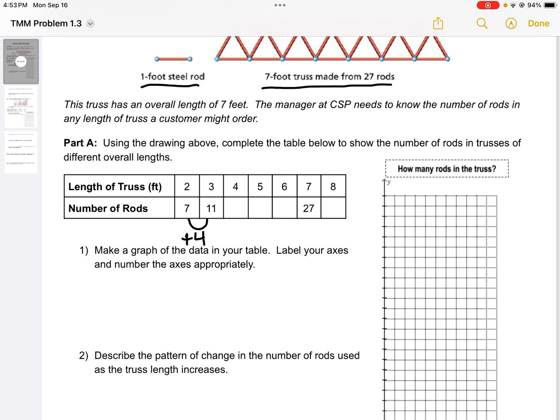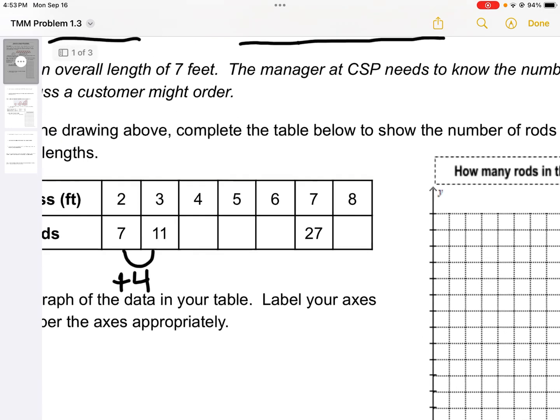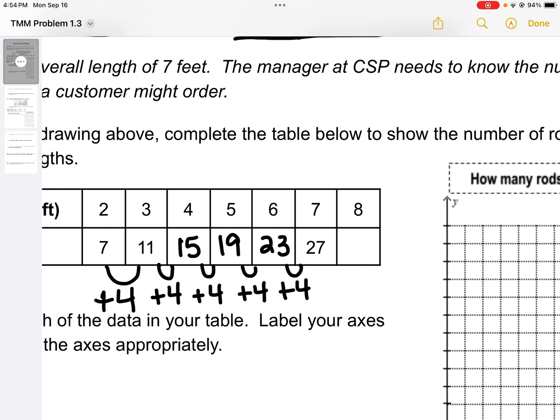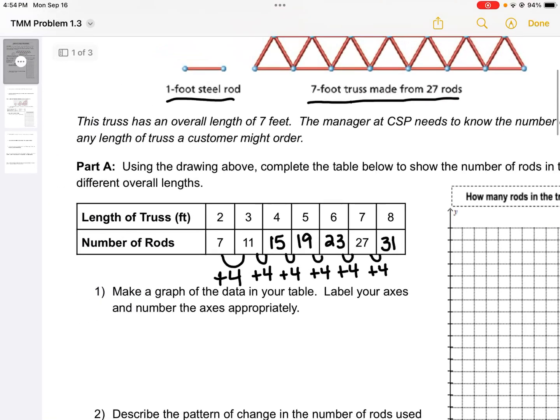So let me check to see if my pattern of adding 4 each time will work. I'm going to plug in all of my different values by adding 4 each time. So 11 plus 4 would give me 15. If I add another 4, I should have 19. Add another 4, I should have 23. And if I add another 4, I do get to 27 rods. So my pattern is adding 4 rods for every single foot. I'm going to finish off the table by adding 4 more, and I should end with 8 feet of truss. I should have 31 rods making up the length of the truss.